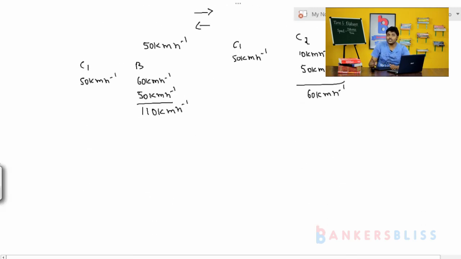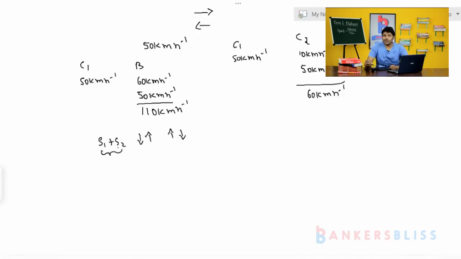When two bodies are in movement, coming in opposite directions, we are going to add their speeds, that is S1 plus S2. But in reality, that is not going to happen. Okay, it is only what we feel, but in reality that is not going to happen.